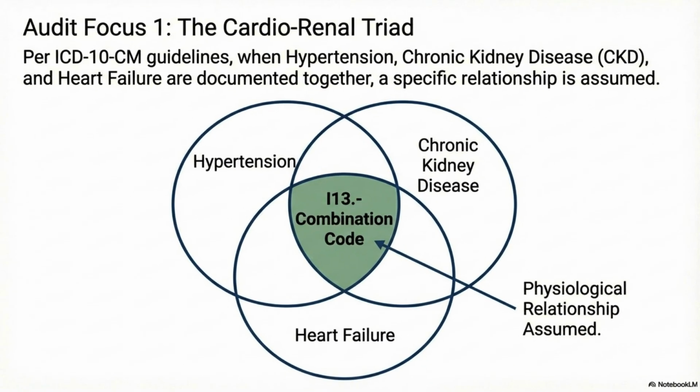This slide introduces a key ICD 10cm rule. When hypertension, chronic kidney disease, and heart failure are documented together, ICD 10cm assumes a physiological relationship. This triggers the I13 series combination codes.